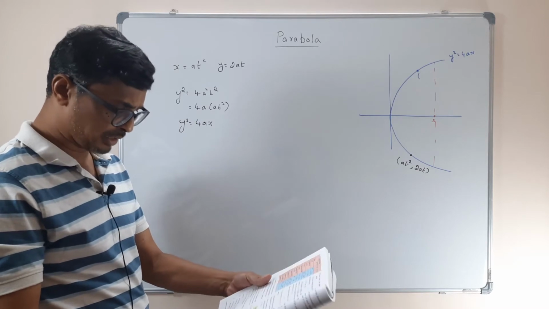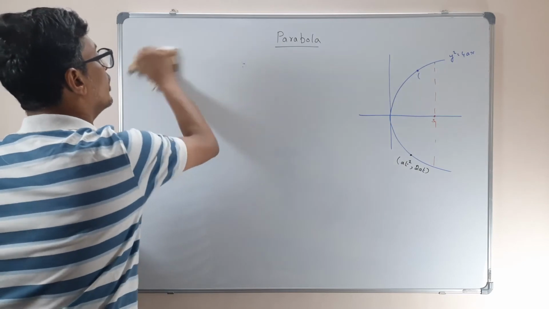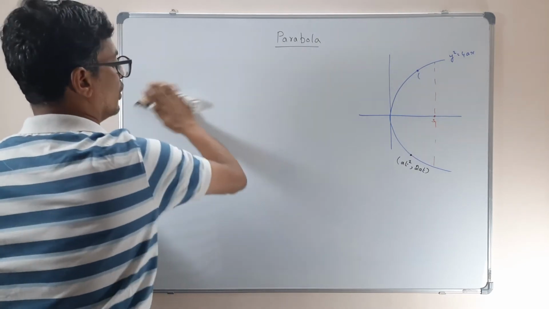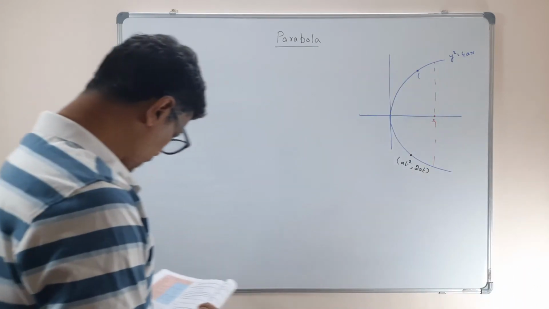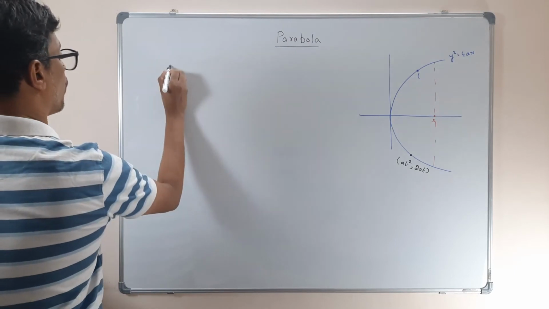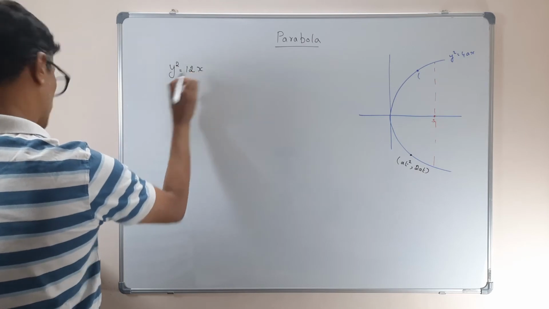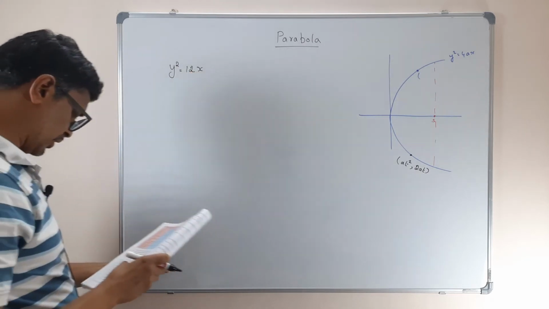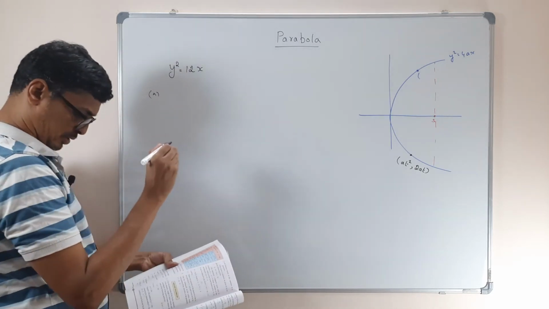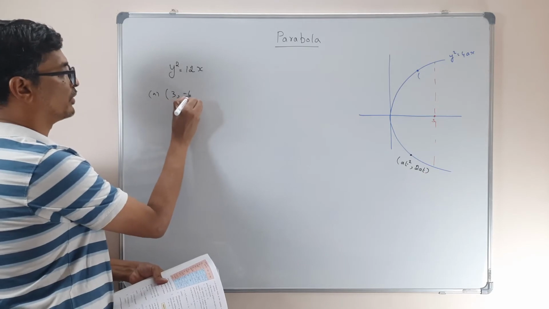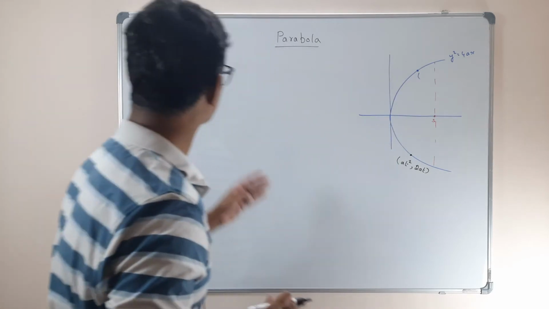Okay, they have given some problems, activities. So let us see. For the parabola y square equal to 12x, find the parameter for the point A, 3 comma minus 6. You have to find out the parameter. What is the parameter? This t you have to find out. Simple, right? We have to find the t.